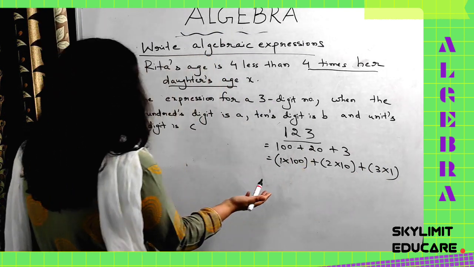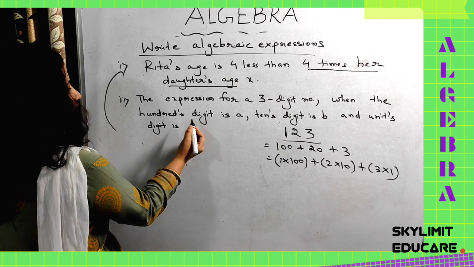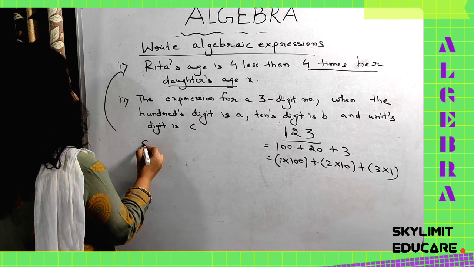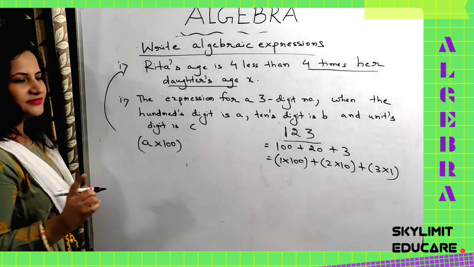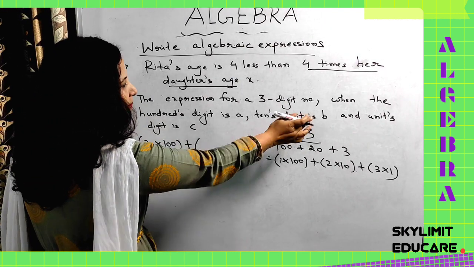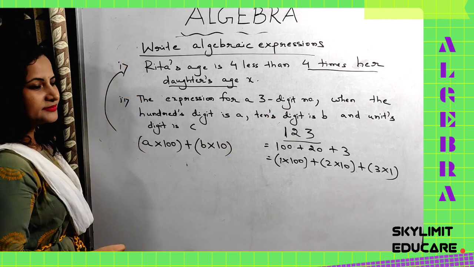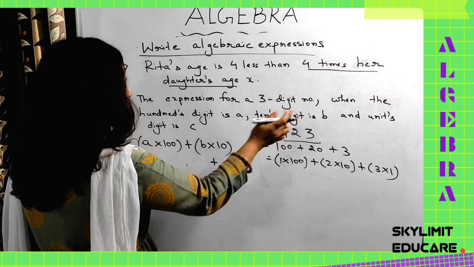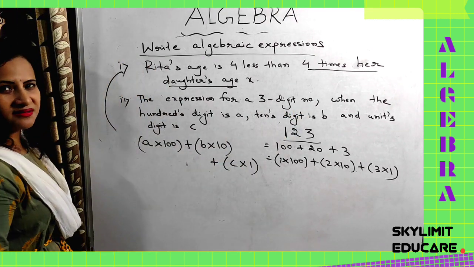In the same way, what are you going to do here? In the hundreds place, what is there? A, so you are multiplying A with what? 100. In the tens place, what is there? B, so you are multiplying B with 10. In the units place, what is there? C. So you are multiplying C with a unit. Unit is 1.